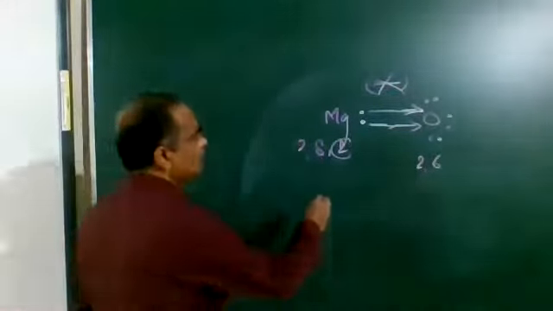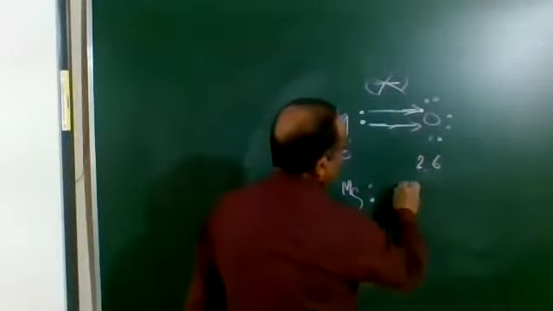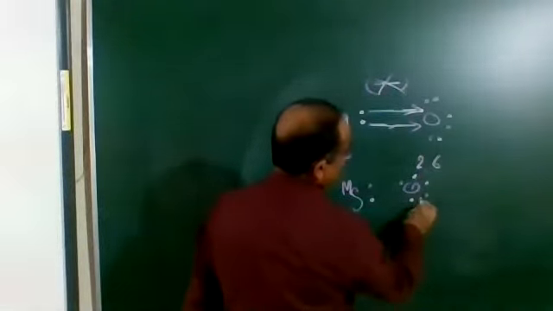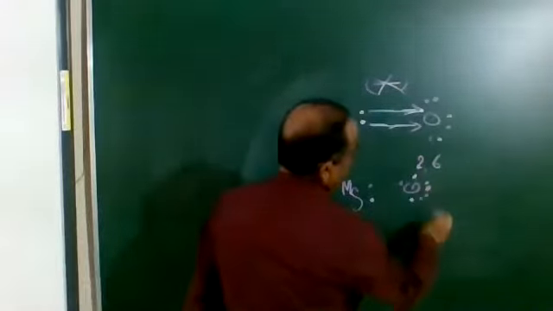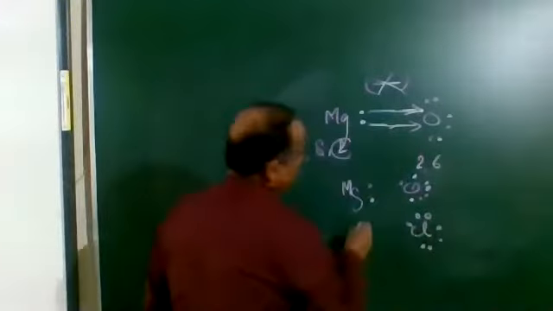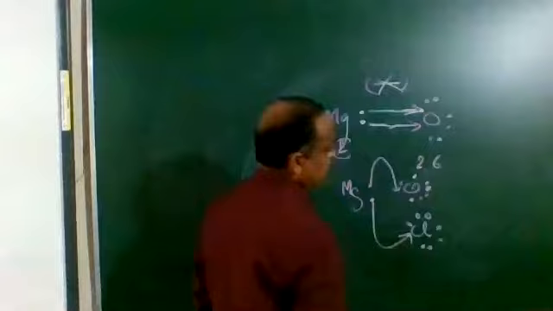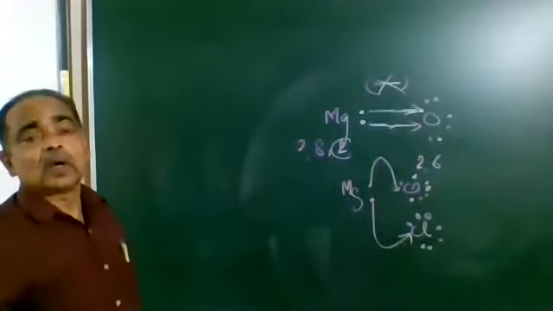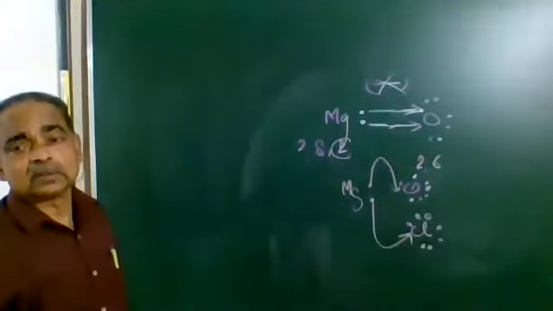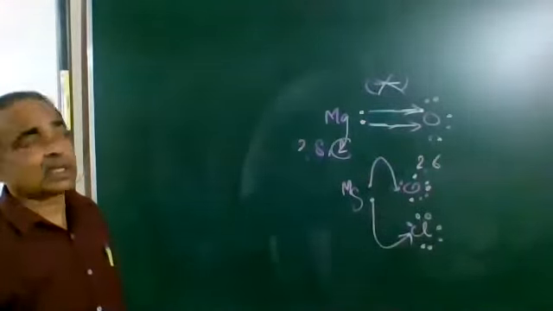Now let's take magnesium chloride. Magnesium has 2 valence electrons and each chlorine has 2, 8, 7, so 7 valence electrons, and the next chlorine also has 7. So what happens? This electron is transferred to this chlorine, and this electron is transferred to the other. So how many electrons are transferred? Don't show one arrow and say that 2 electrons are transferred. One arrow represents only 1 electron. Say, 3 electrons.